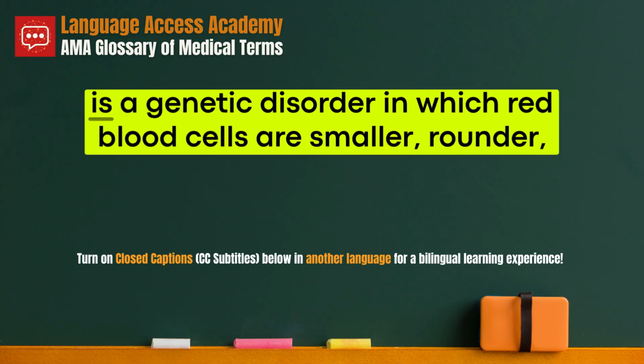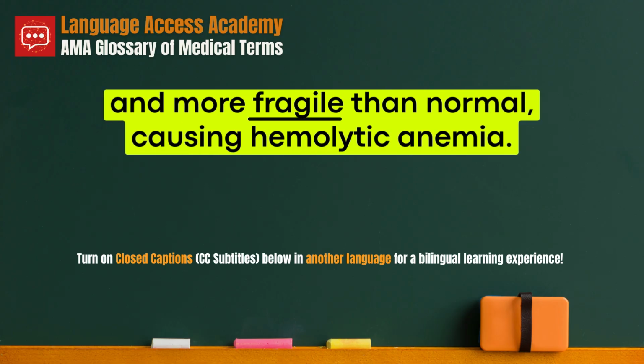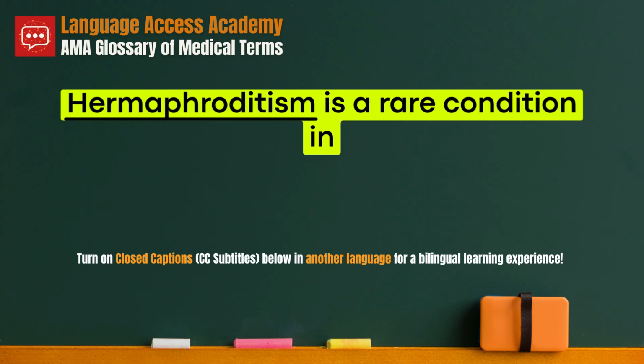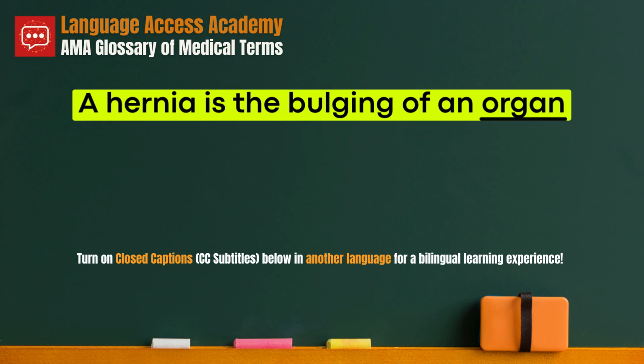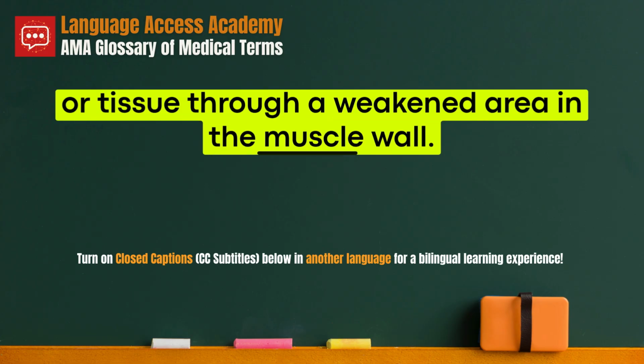Hereditary spherocytosis is a genetic disorder in which red blood cells are smaller, rounder, and more fragile than normal, causing hemolytic anemia. Hermaphroditism is a rare condition in which an individual is born with both male and female reproductive organs. A hernia is the bulging of an organ or tissue through a weakened area in the muscle wall.